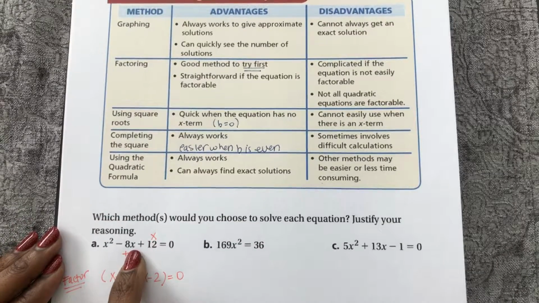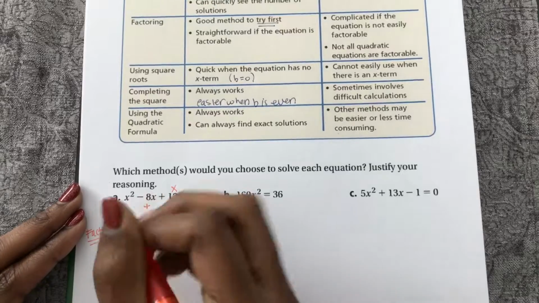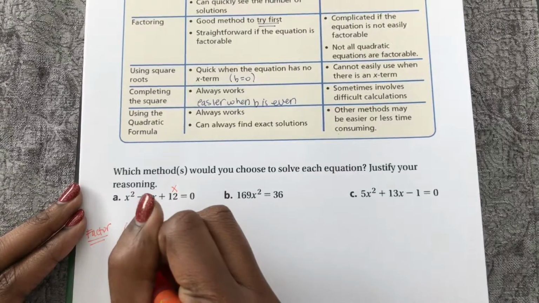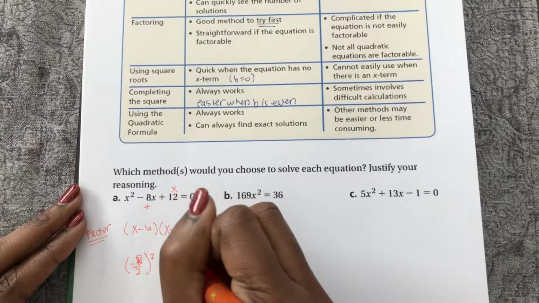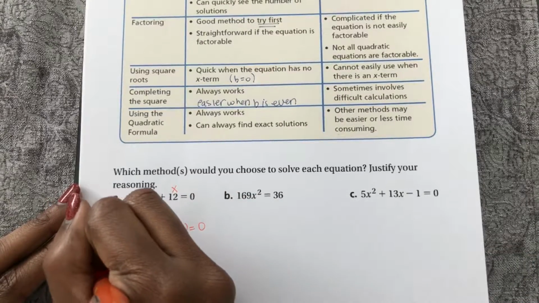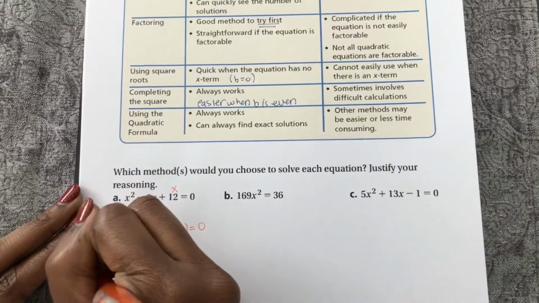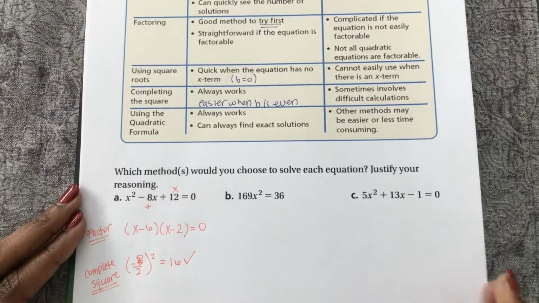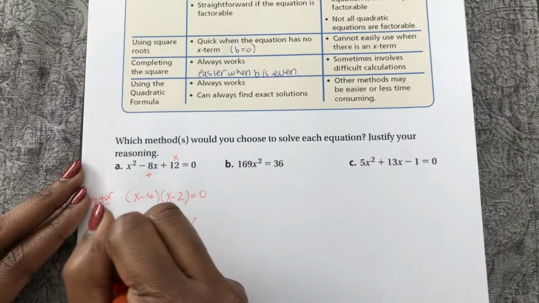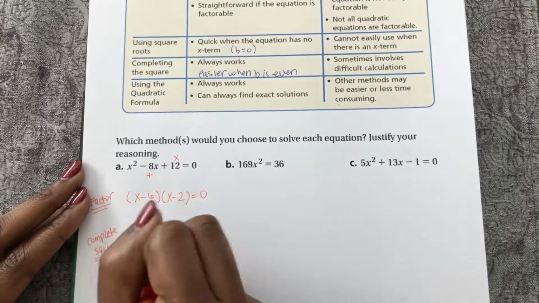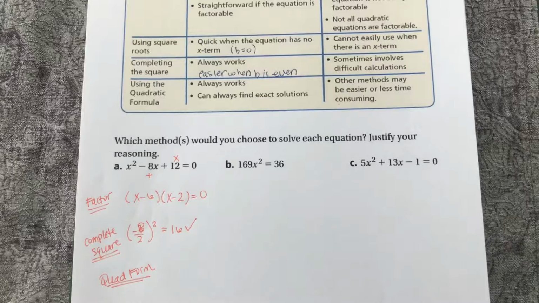And I see that b is even. So -8 over 2 squared is 16, pretty easy. So I could complete the square. And also, always, I could do the quadratic formula because I could just plug them in.